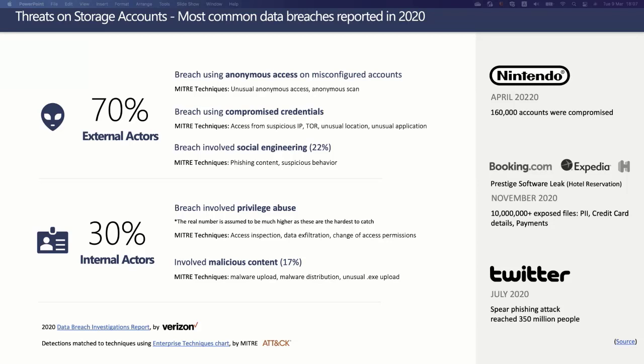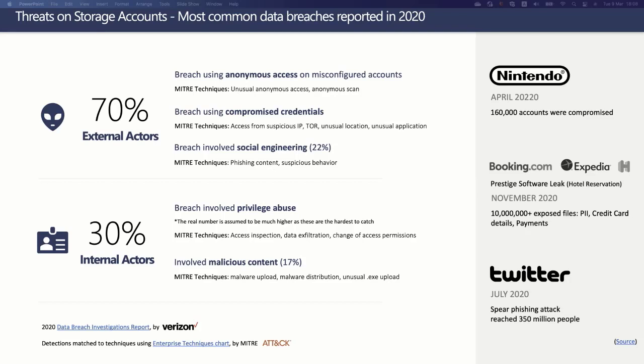This is from Verizon's Data Breach Investigations Report, where we can see the split between, for example, external actors and internal actors in terms of malicious access to these storage accounts. We're seeing breaches that use anonymous access on storage accounts that shouldn't be accessible anonymously. We're seeing access with compromised credentials, which we can identify when the access is coming from suspicious IPs or from unusual locations, etc. And breaches using phishing content, which attackers may host on cloud storage.